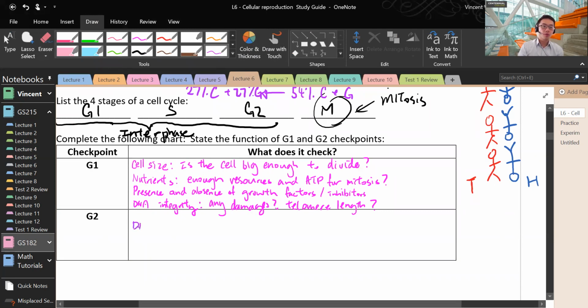So in G2, we want to check for, again, DNA integrity. Right. When we copy the DNA, we got to unzip it. Right? We got to put it back together. We just have to make sure that no damage was done to it during the copying process. So again, any damage. Okay. We also want to check for DNA errors. Okay. Was there any mistake?